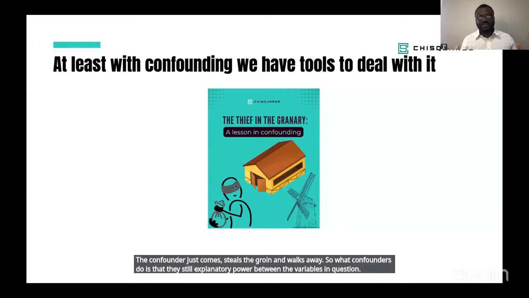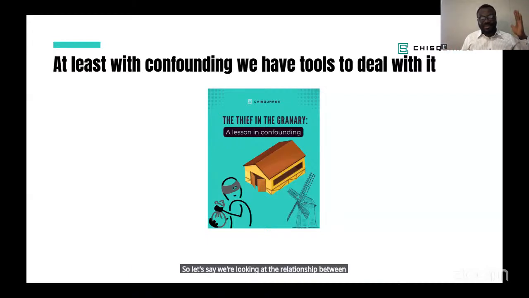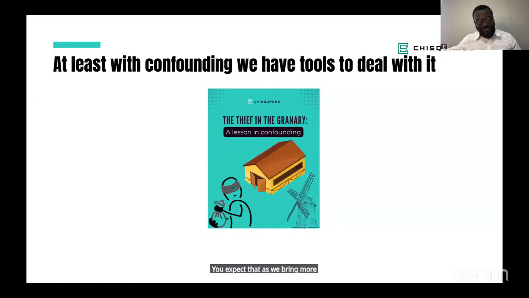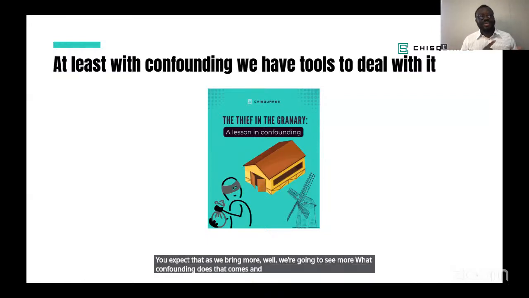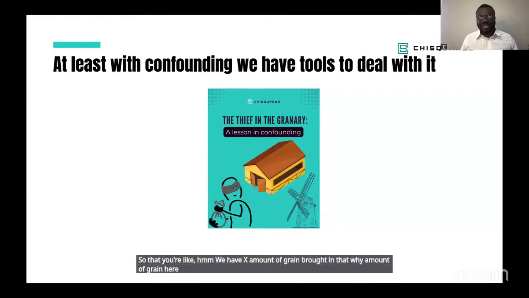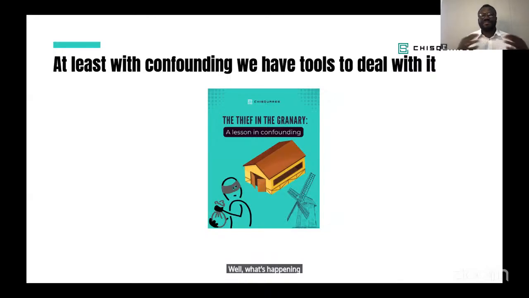So let's say we're looking at the relationship between bringing your grain to the granary and the amount of grain in the granary. Those are the two things, right? You expect that as we bring more, we're going to see more. What confounding does is that it comes and steals the grain so that you're like, this doesn't add up. We have X amount of grain brought in, but Y amount of grain here. What is happening? Well, there's a thief here. Confounding is stealing that relationship.